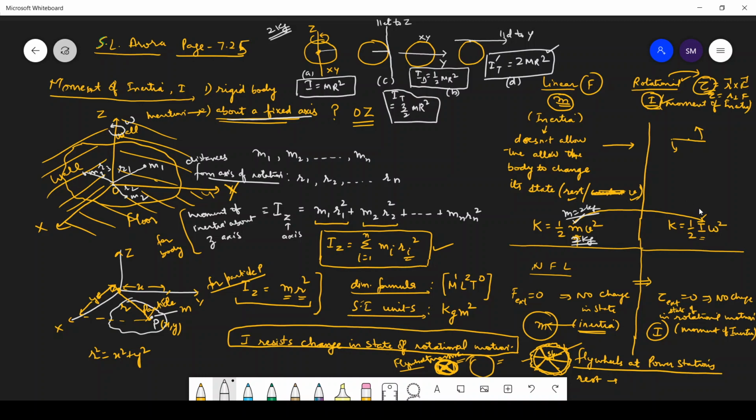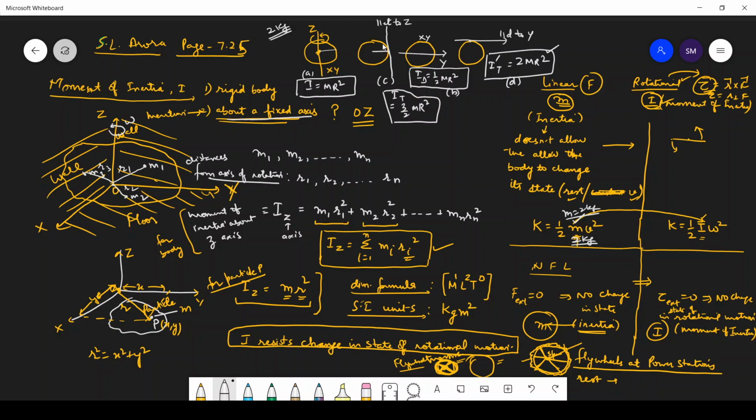Excuse me, sir. Yes. Sir, in C and D figure, how will our circular body rotate? Sir, in C and D figure, our circular body will rotate. Sir, it will not be able to rotate at all.